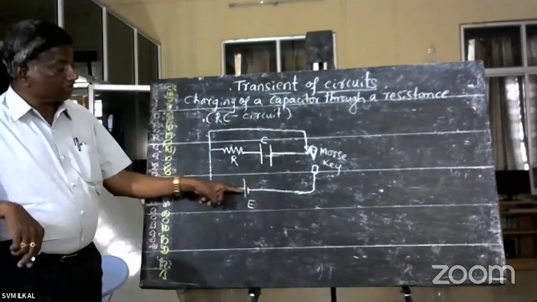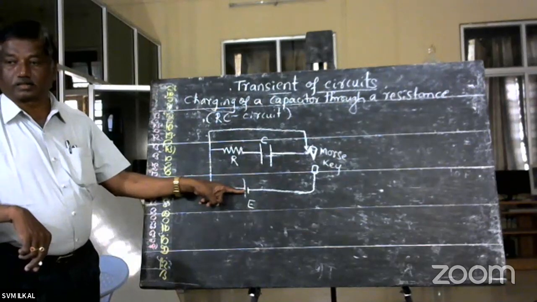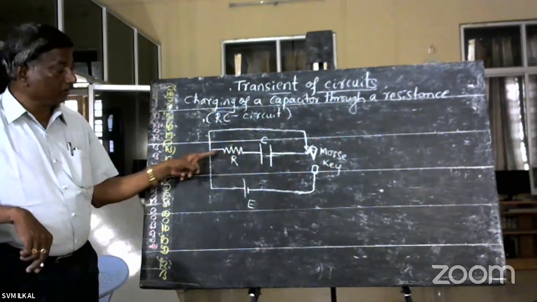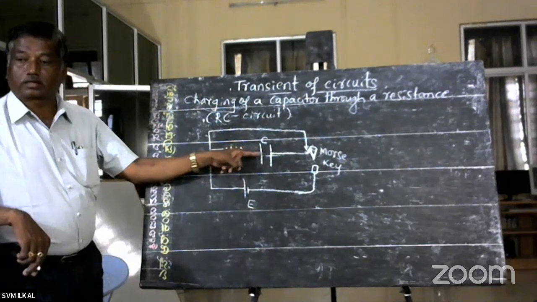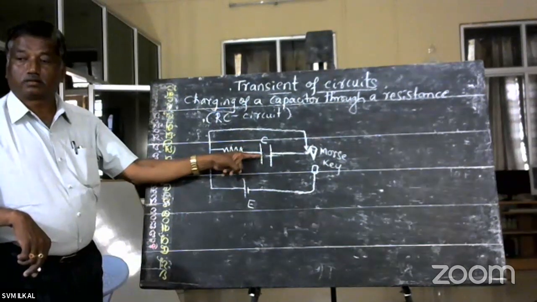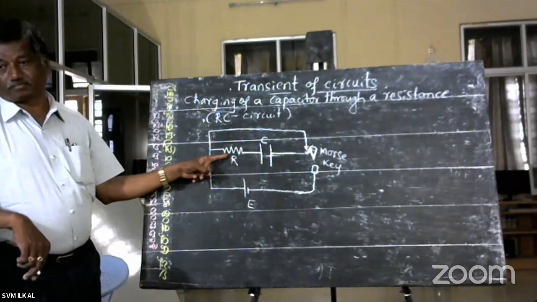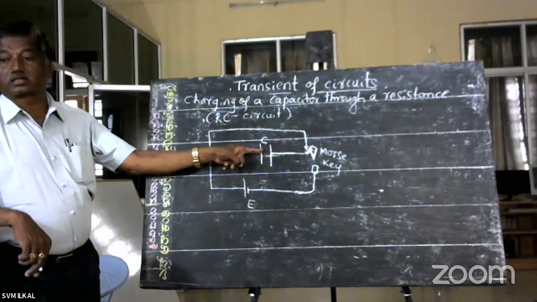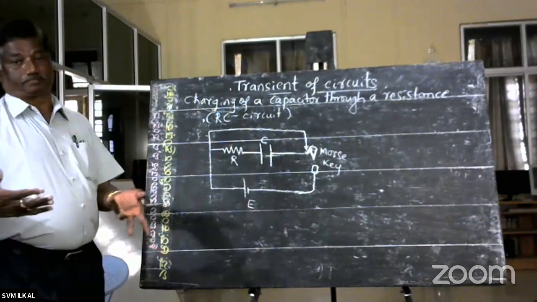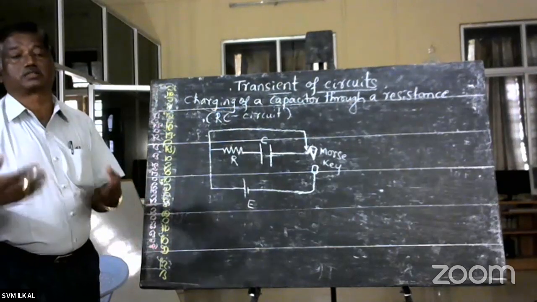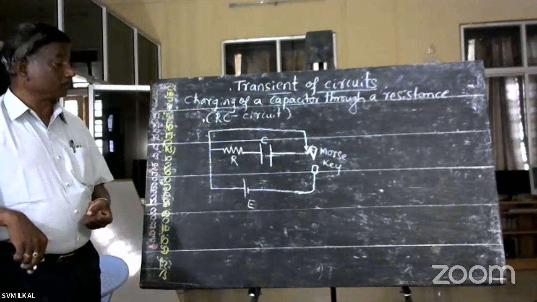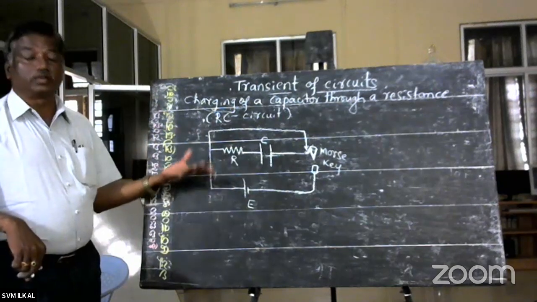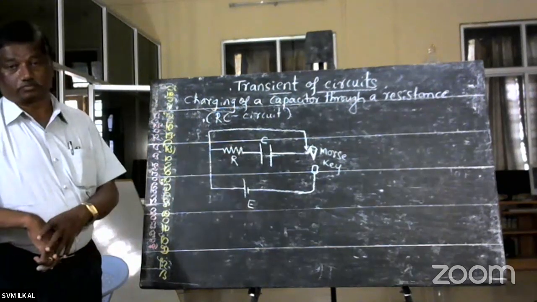Okay? As the EMF of the battery is present in the circuit, automatically current flows through the capacitor through the high resistance. As the current flows in the circuit, the capacitor starts to charge. The quantity of charge flowing in the capacitor depends upon the resistance value.